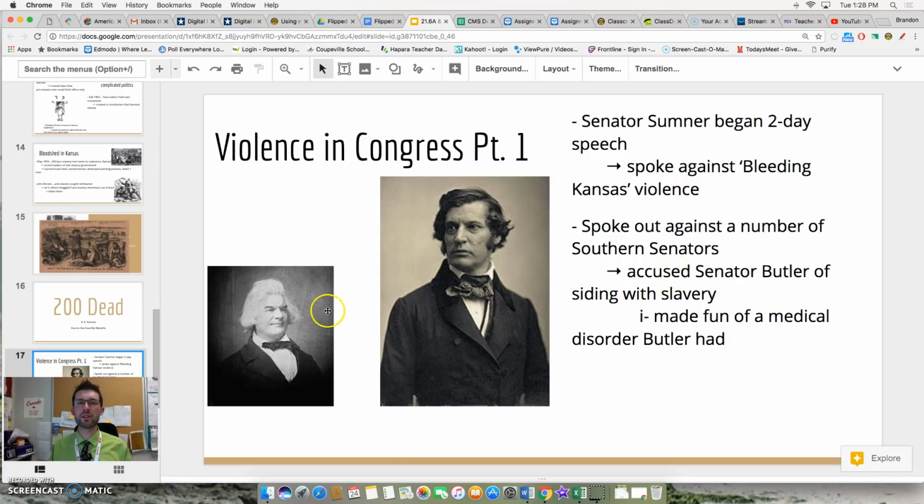Sumner accused Butler of taking the harlot slavery for his mistress and proceeded to make fun of a medical disorder that Butler had and suffered.